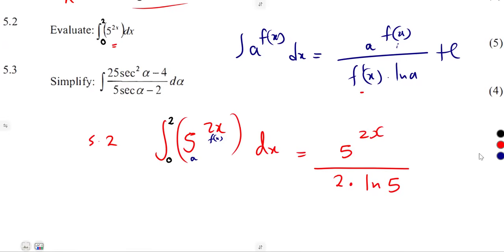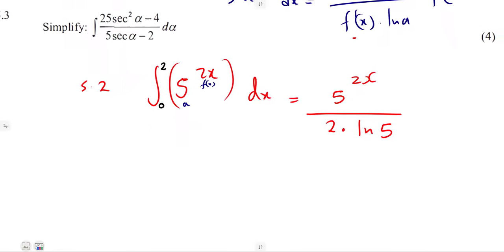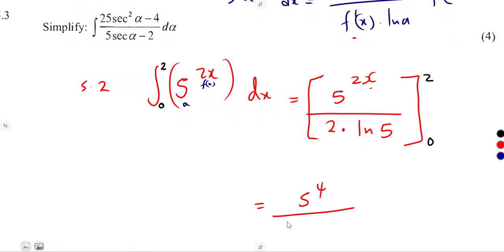So anyways, guys, here there were limits, so let us put our limits here. It is 0 to 2, so the upper limit being 2. So I'm just going to put 2 here. So 2 times 2, that's 4. So 5 to the exponent of 4 over 2 ln 5 minus 5 to the exponent of 0, guys. Any number to the exponent of 0 is what? It's 1. So that's 1 over 2 ln 5 like this.